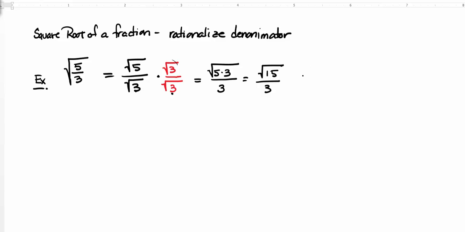Now notice, we cannot simplify any further. You might look and see 15 and 3 and know that they have a common factor, but you can't, because you have this radical sign. That 15 really isn't 15, it's the square root of 15. So at this point, it's as simplified as it gets.